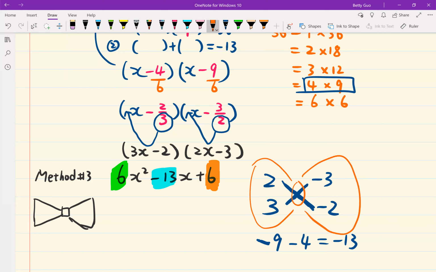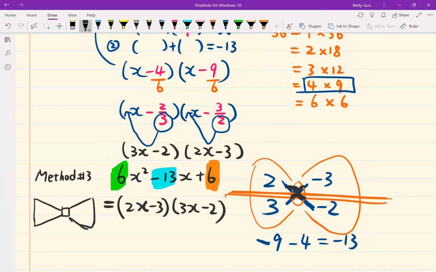And you can write the result from the bow tie. Cut the bow tie in half this way. The 2 numbers on the top give you the first factor, 2 times x minus 3. The 2 numbers on the bottom give you the second factor, 3x. You can see x right here is the knot of the bow tie. 3 times x minus 2.